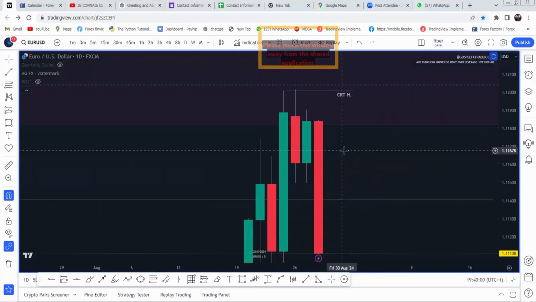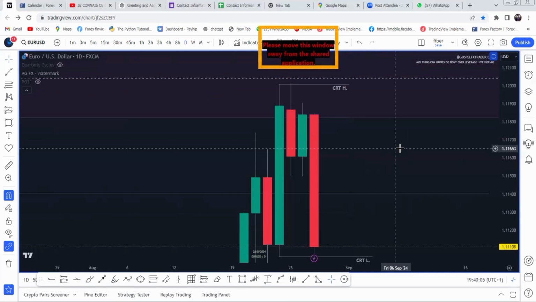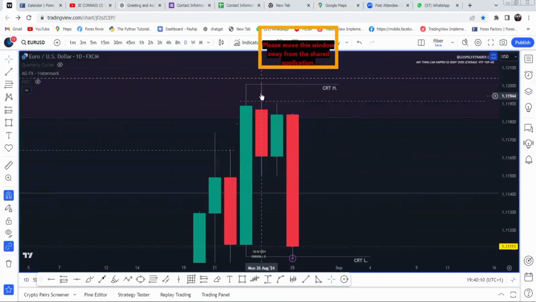I'm already doing this in hindsight so that you can see it clearly. This is the best way to backtest while you're seeing it actually play out, right? So now what happens here is that price took the high of our CRT.